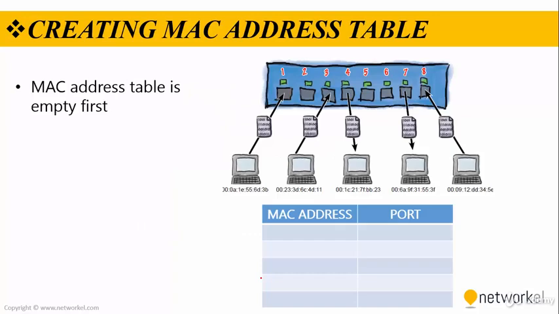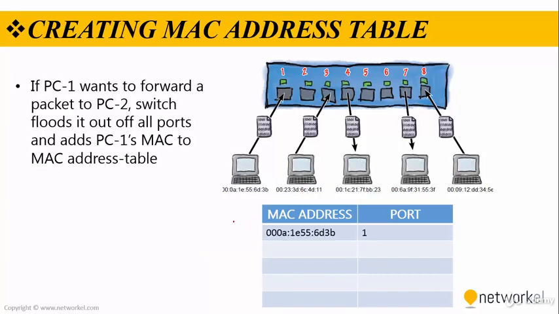Let's see how we can create the MAC address table on a switch now. The MAC address table is empty at first, as you can see that there's no MAC address or port entry. If PC1 wants to forward a packet to PC2, that's PC1 and that's PC2, the switch floods it out of all ports and adds the PC1 MAC address to the MAC address table. That's the MAC address of PC1, as you can see.